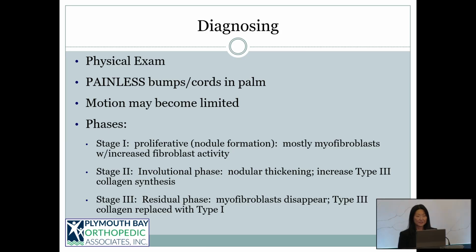There's the first phase, which is where it first starts happening and you start getting the nodule formation. As that progresses, then you have these nodules and the cords getting thicker, and then you have more, like molecularly, more of the type 3 collagen being formed. And then finally, the type 3 collagen is replaced with type 1 collagen, which is more like scar cartilage.